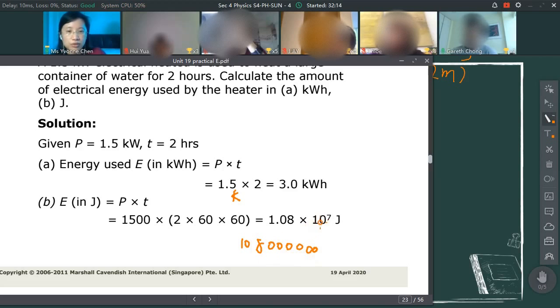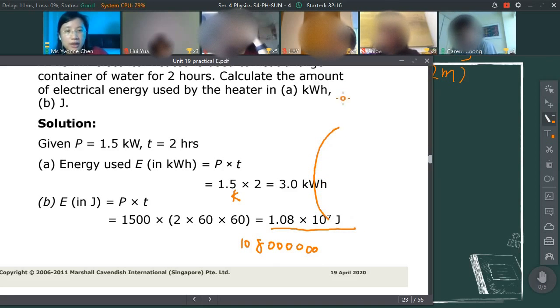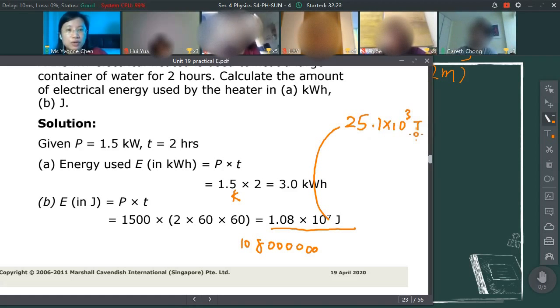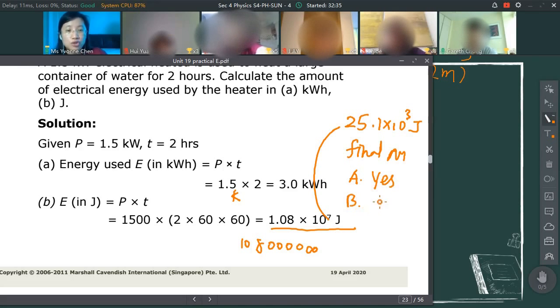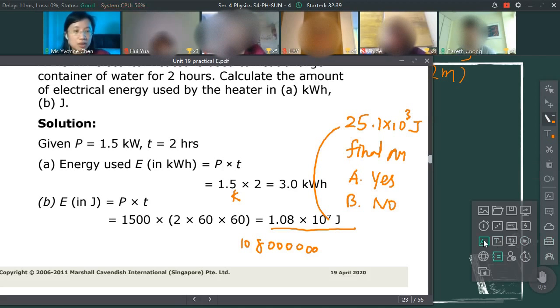Okay, not necessary. You normally use the standard form. So class, if I have 25.1 times 10 to the power of 3 joule, can this be my final answer? Can this be my final answer for physics? Option A is yes. Option B is no.